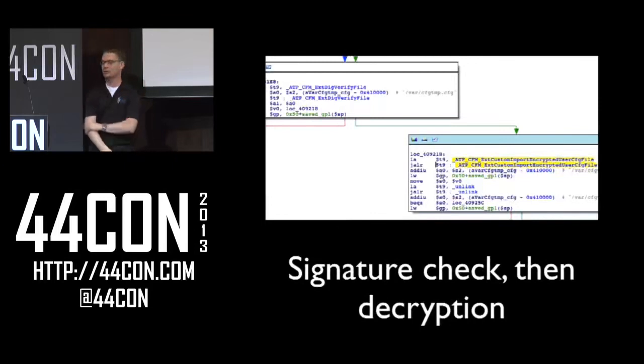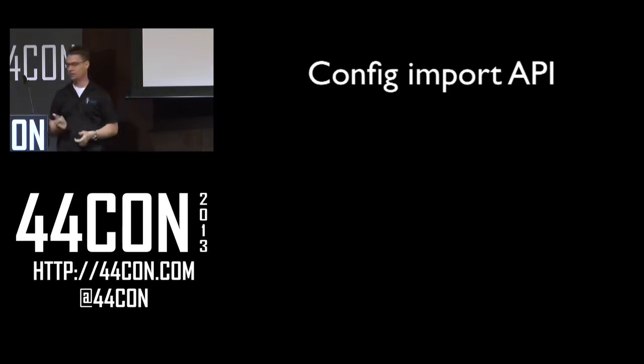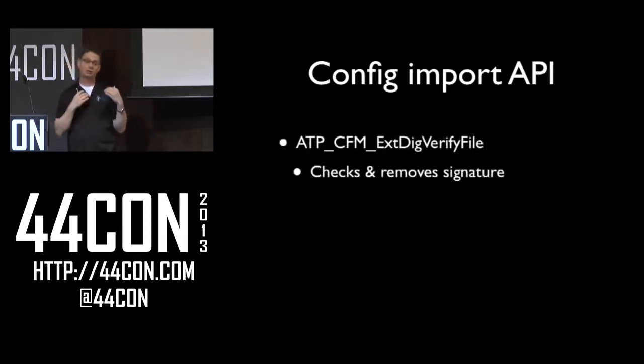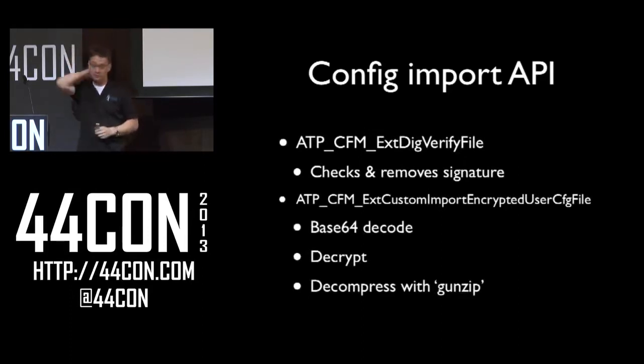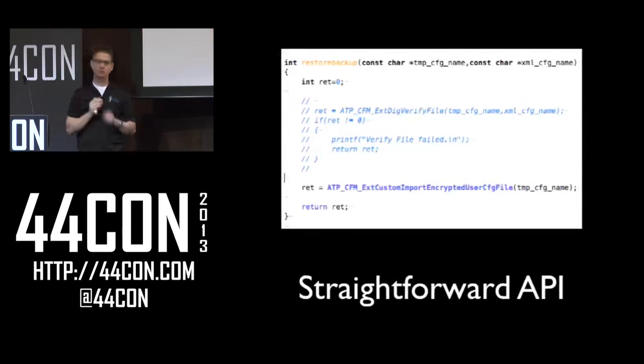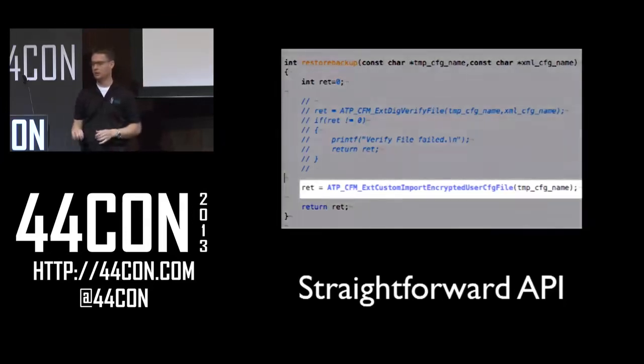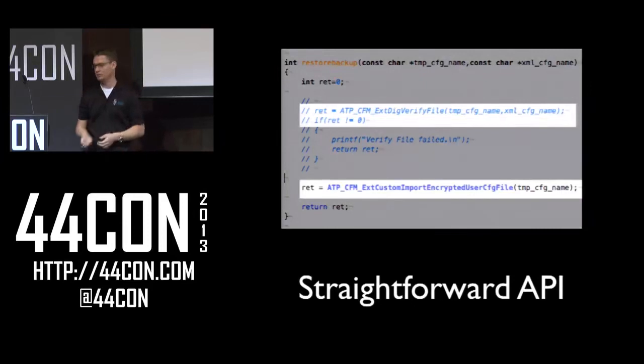So we have a disassembly here of how the config file is restored, and I'll explain what's going on. First, the Home Hub verifies the signature and then removes it. So we have the signature removed from the configuration file. Then it base64 decodes it, and then it decrypts it, and then it decompresses it with gunzip. It's actually a relatively straightforward API. So you can write a little C program that just calls the import function and passes it the name of the file, and it will decrypt it for you. And in fact, I don't even care about checking the signature, so I was able to skip that part and just remove the signature myself and then pass it the base64 encoded file.